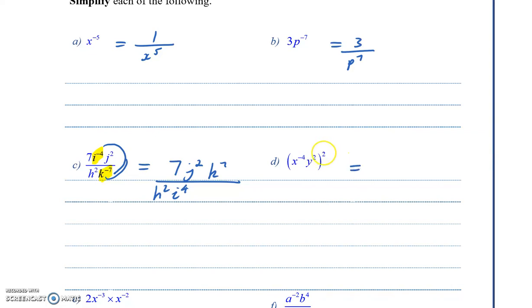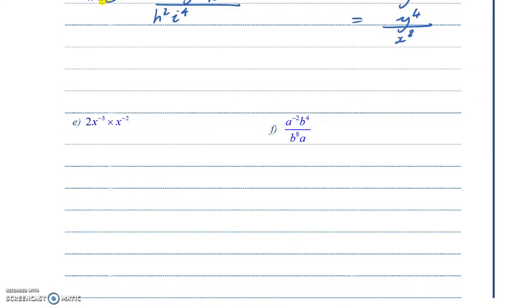The next question, a power to a power is multiply. x to the negative 4 times 2 is negative 8. 2 2s for your y are 4. Now express this with positive indices, and the 8 becomes positive when x to the 8 is written in the denominator. Lastly, x to the negative 3 and x to the negative 2, multiply means add. So negative 3 and negative 2 make negative 5. You have 2 lots of x to the negative 5. Writing this with positive indices, it's 2 over x to the 5.